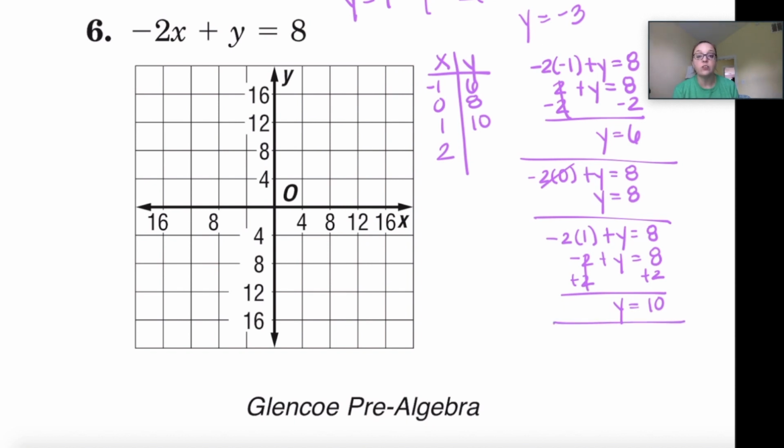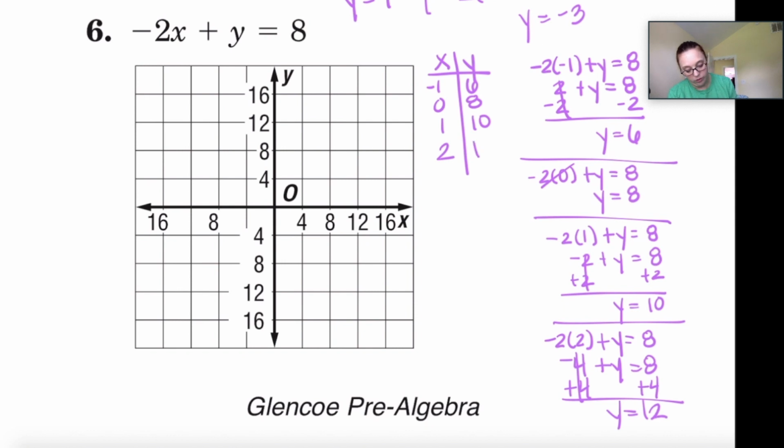And then we've got one more solution that we're going to try to find. So I'm going to substitute a 2. So negative 2 times 2 plus y equals 8. So that's negative 4 plus y equals 8. You will add 4 on each side. 8 plus 4 makes 12.